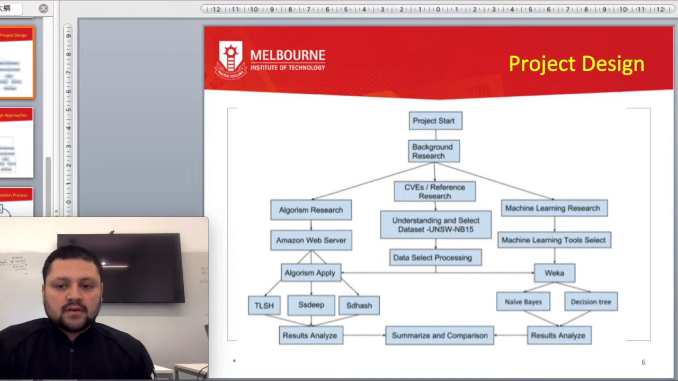In our project design, our project is basically divided into 3 parts. In the first part, we did research. In the second part, we obtained a dataset given by our project supervisor, Mr. Ammar, named UNSW NB15. In the third part, we are going to implement 5 different machine learning techniques, obtain the results, and find out which technique is most accurate.